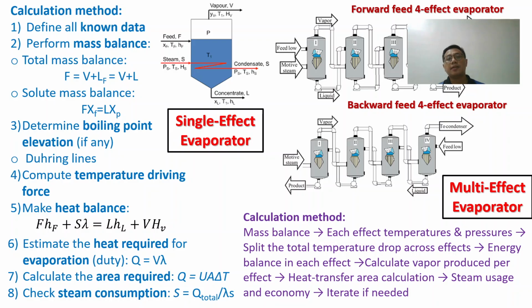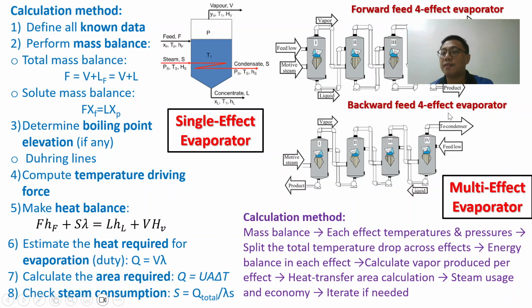And then we proceed to the multi-effect evaporator. In a multi-effect evaporator, we can have more than one evaporator: two effect, three effect, four effect, five effect, and so on. There are two general configurations. It can be a forward feed. Forward feed means the feed moves from left to right, where the steam also moves from left to right. This is a forward feed four-effect evaporator.